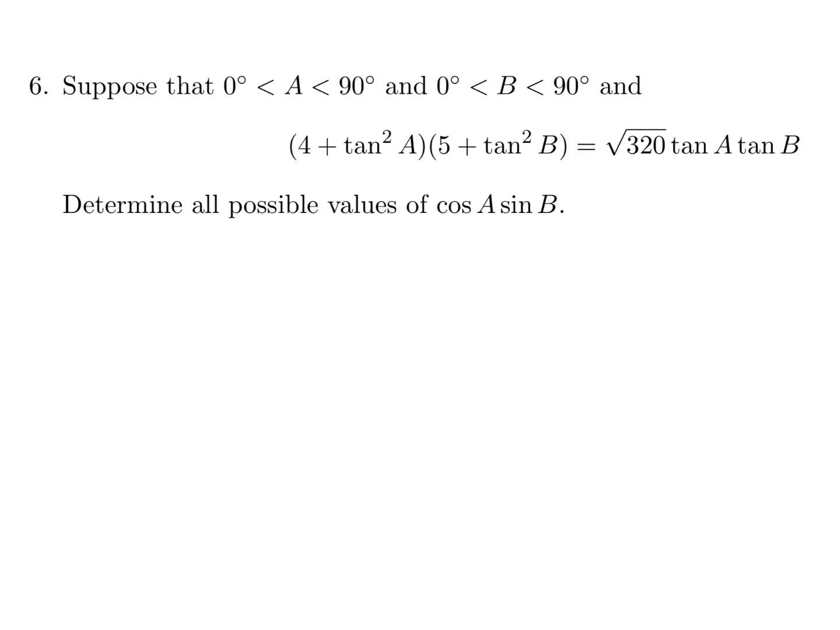Suppose that a is between 0 and 90 and b is between 0 and 90, and that (4 plus tan a squared)(5 plus tan b squared) is root 320 tan a tan b. Determine all possible values of cos a sine b.